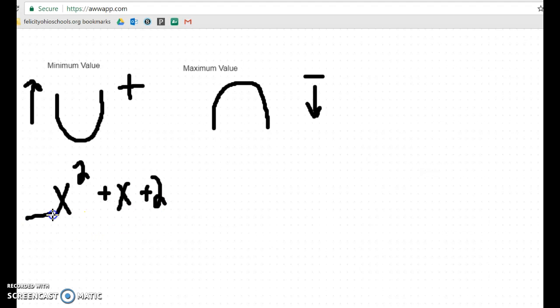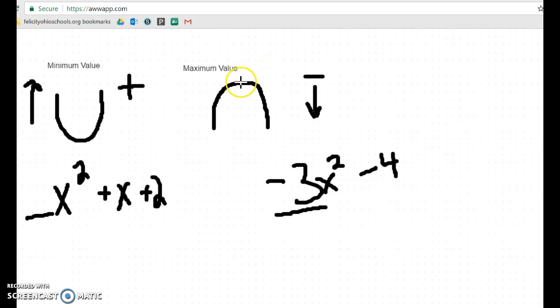This x squared right here is positive, and therefore you're going to have a minimum value because your parabola is opening up. On the other side, if we had negative 3x squared minus 4, this would be a parabola that opens facing down because we have a negative 3 in front. And so we would have a maximum value because this is as high as the parabola is going to go, and from here on it's going to face down.